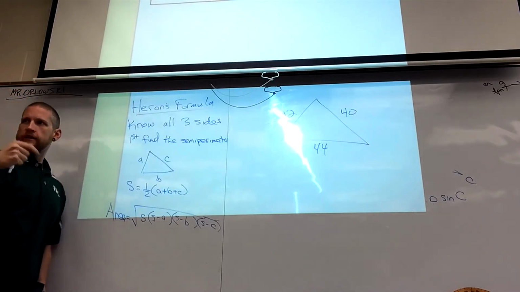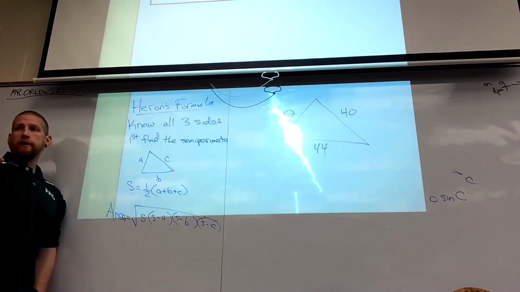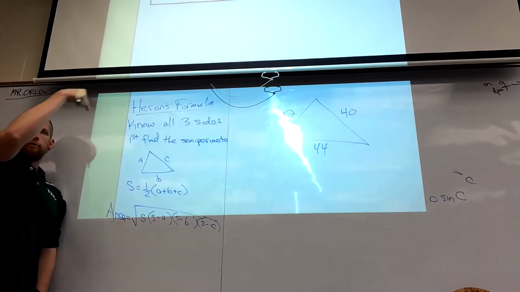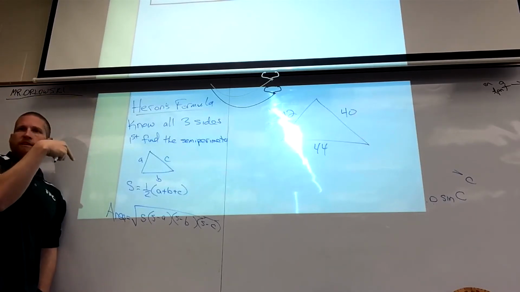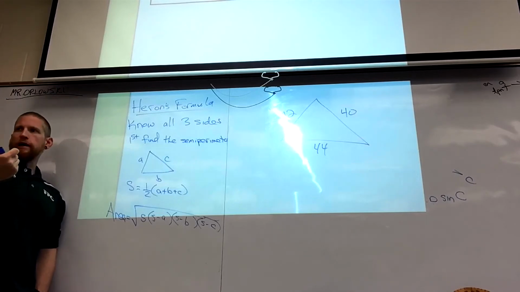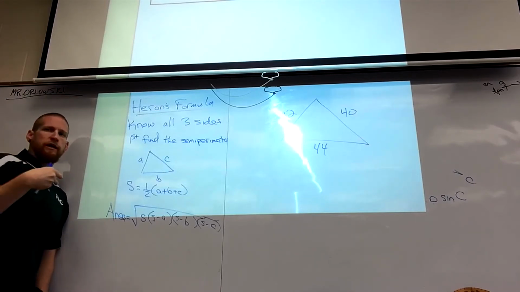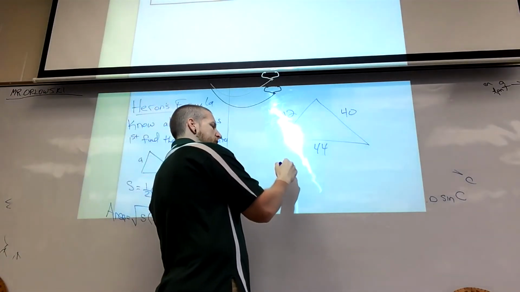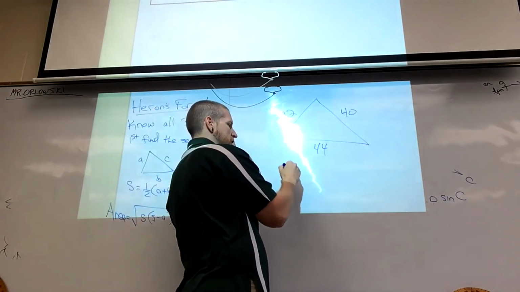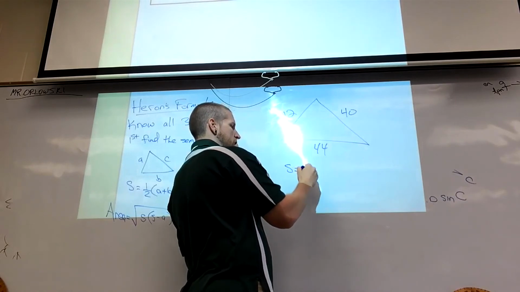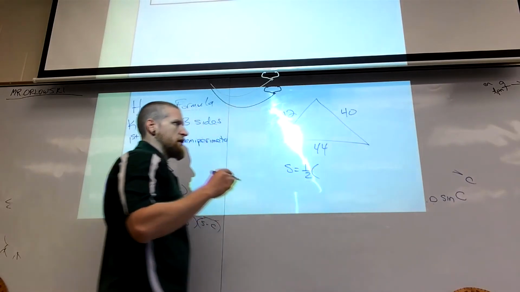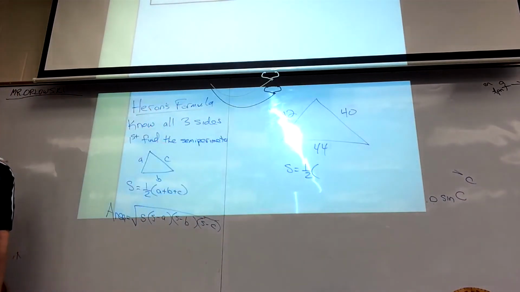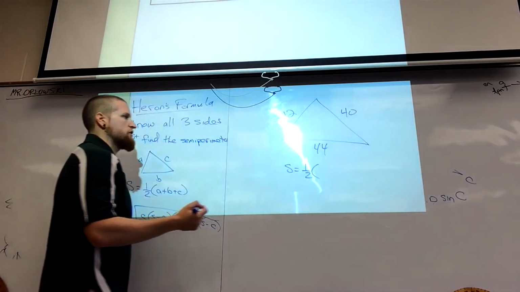Again, if you were doing this problem and I said find the area, your checks would be: there are no angles, so I can't use the one that was just up there, 1/2 AB sine C. It's not a right triangle. I don't have the height, so I can't do regular 1/2 base times height. That means to find the area, I have to use Heron's formula. So the first thing I would do is the semi-perimeter, which means add up all the sides and divide it by 2.